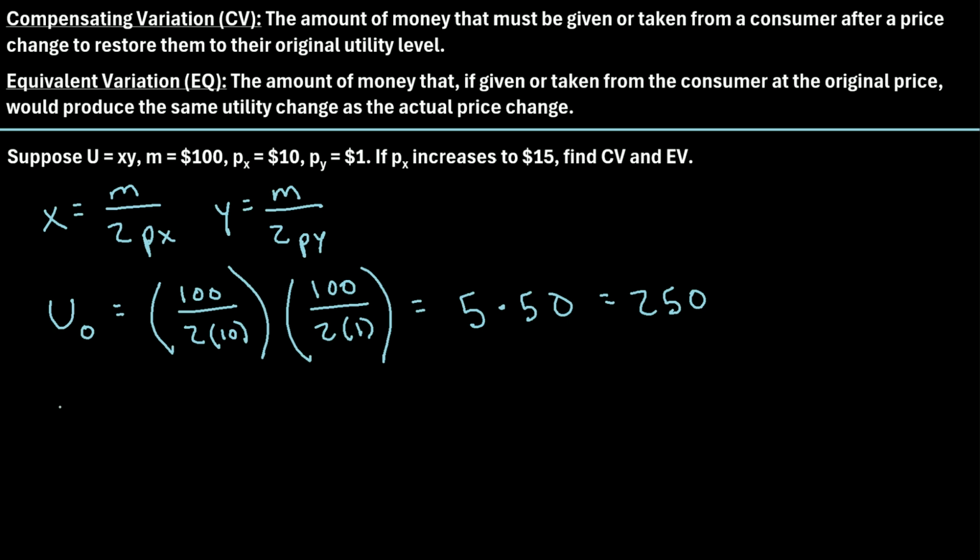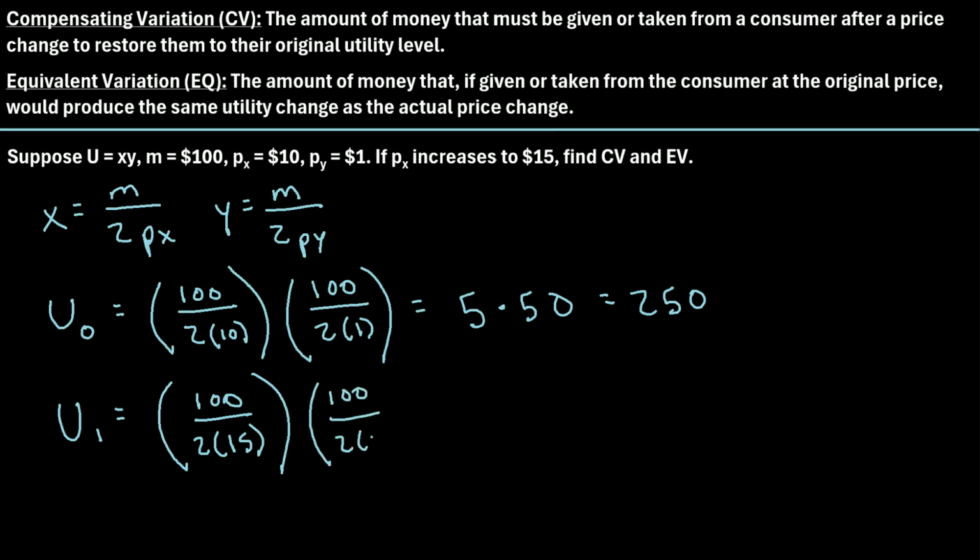Now let's find what's our utility level. Let's label that U1 at the new prices. So remember, the price of good x is jumping from $10 to $15. So let's find out what our utility is at that level. So we would have 100 divided by 2 times 15 this time, so our new price. And then y is not going to change. So we're still going to have 100 divided by 2 times 1. So the price of good y is still 1.